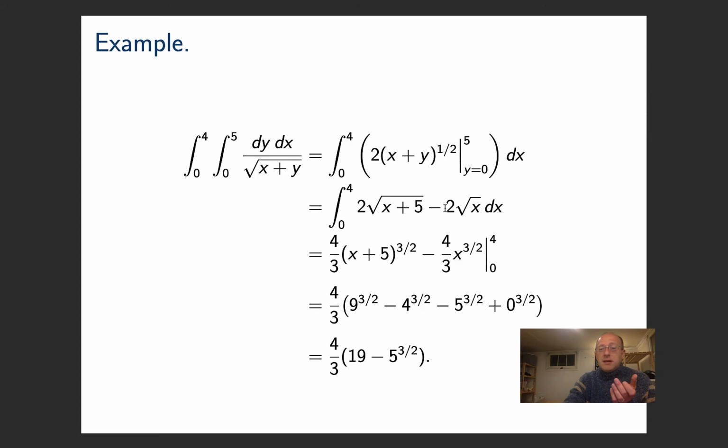And we were integrating for y from 0 to 5. Plugging in y equals 5 and y equals 0, we get 2 root x plus 5 minus 2 root x. And that's an integral dx. Now it's just an ordinary integral from calculus 1. This is x plus 5 to the 1/2, and for an antiderivative, we could use the power rule.